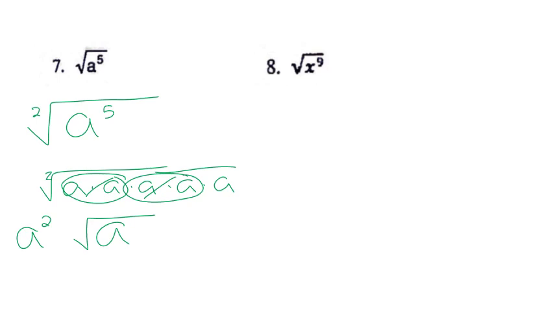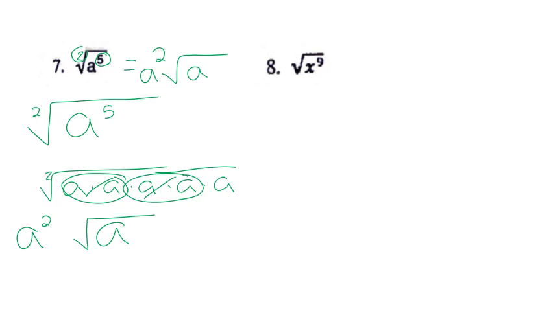Another way to do this, which is the same process but a little faster, you can see, well, what is 5 divided by 2? 2 goes into 5 2 times with a remainder of 1. So the remainder would kind of stay in that radical. So either way, you'd get the same answer, a square root a.